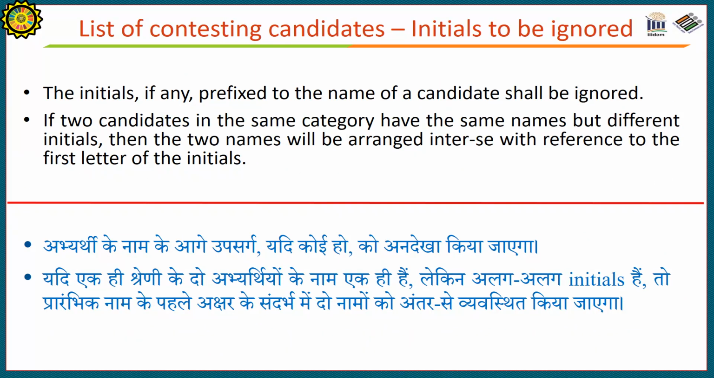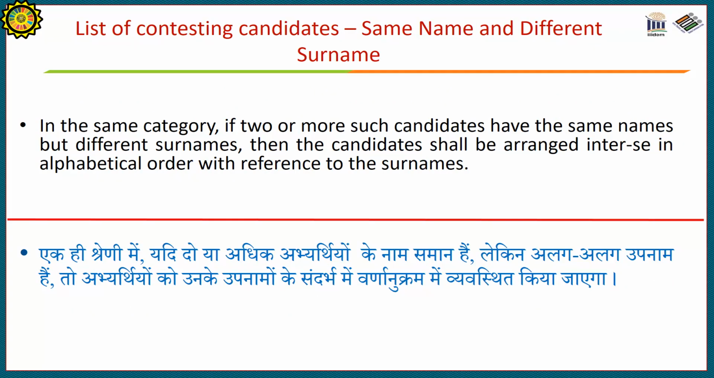The initials or any prefix to any name of the candidate shall be ignored. If 2 candidates in the same category have the same name but different initials, then the 2 names will be arranged inter se with reference to the first letter of the initials. In the same category, if 2 or more such candidates have the same names but different surnames, then the candidates shall be arranged inter se in alphabetical order with reference to the surnames.